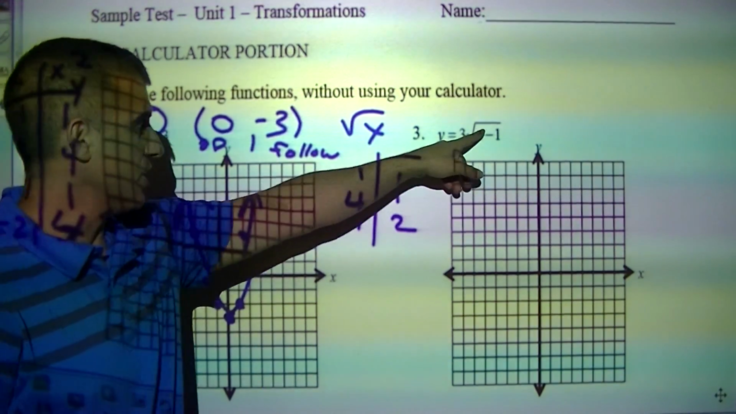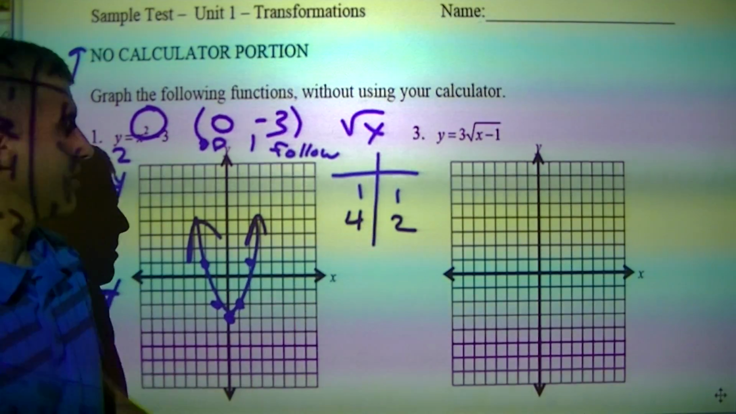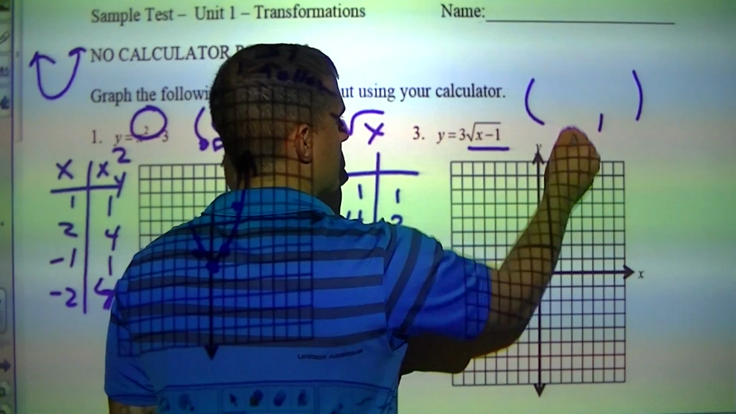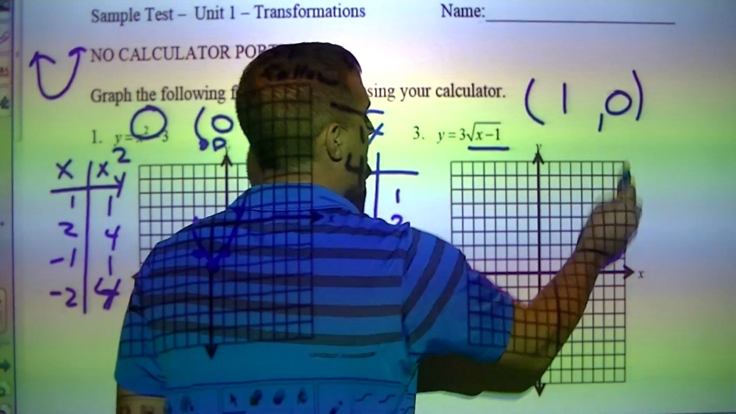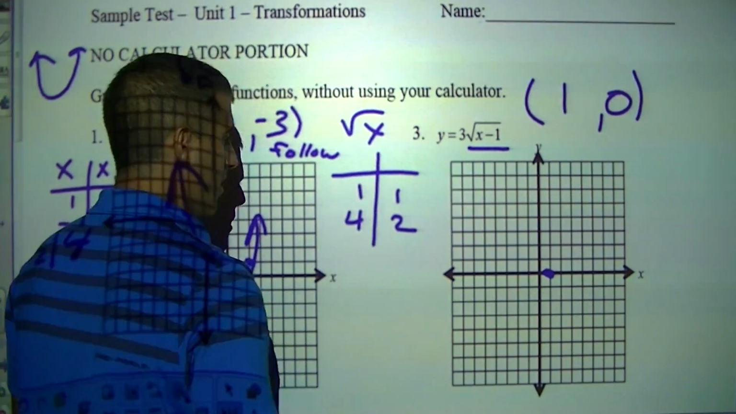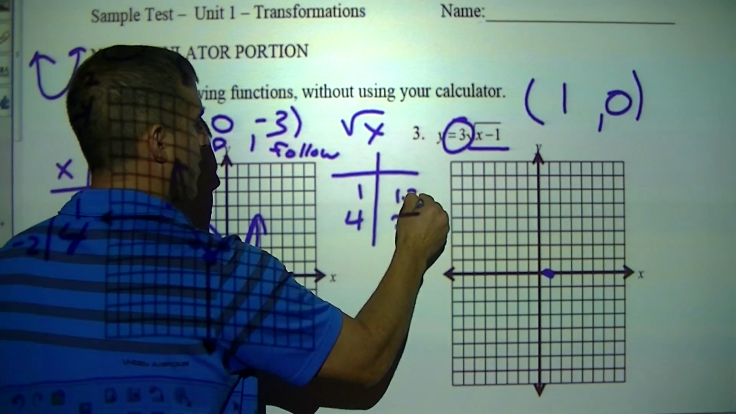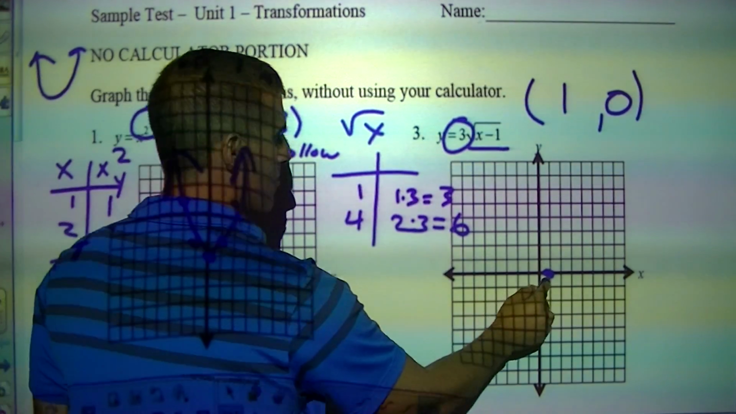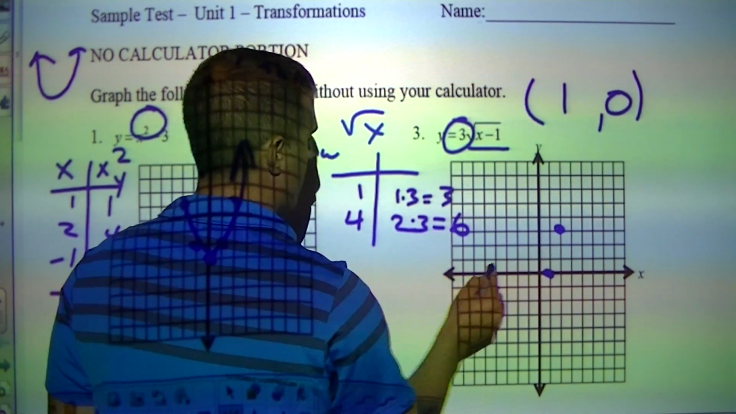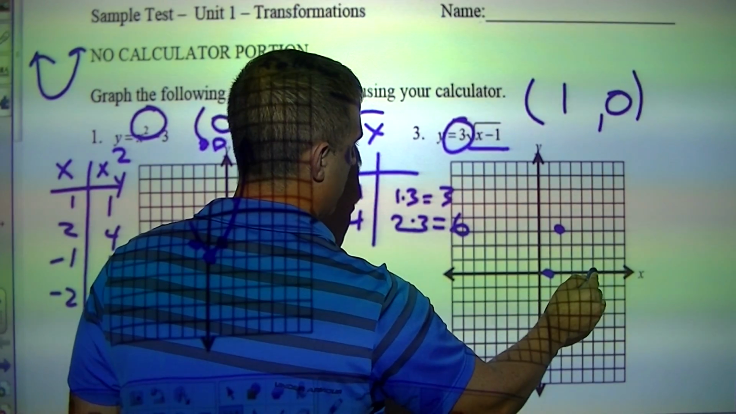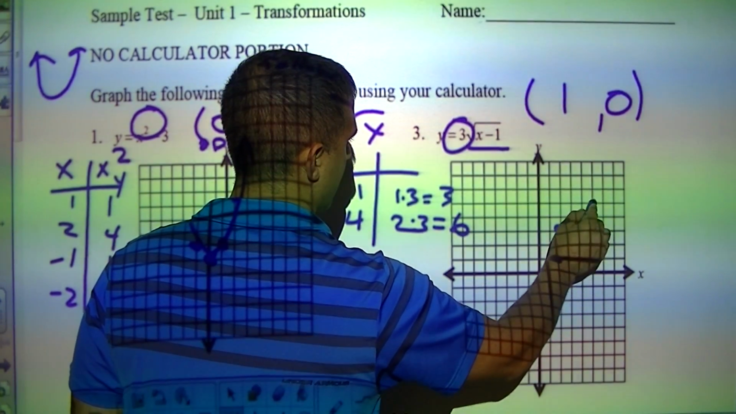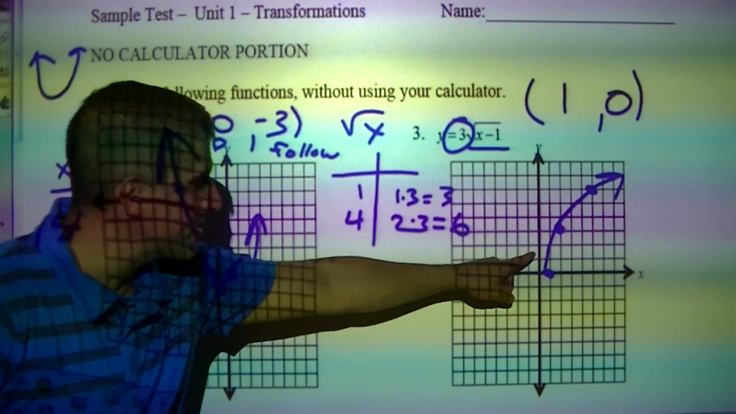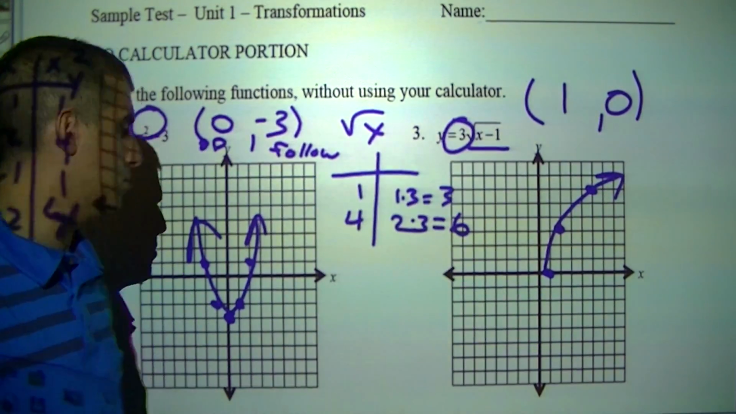Square root function. Here are the amounts I'm going to use. Now my anchor point: this is on the inside, so that's going to be 1. Nothing on the outside, so 0. There's my anchor. Since I have this 3 here, I'm going to multiply these by 3, so it's going to be 3 and 6. So I'm graphing 1 right, 3 up; 4 right, 6 up. The square root looks like a little arrow. Don't extend it past this. It starts there and goes up.